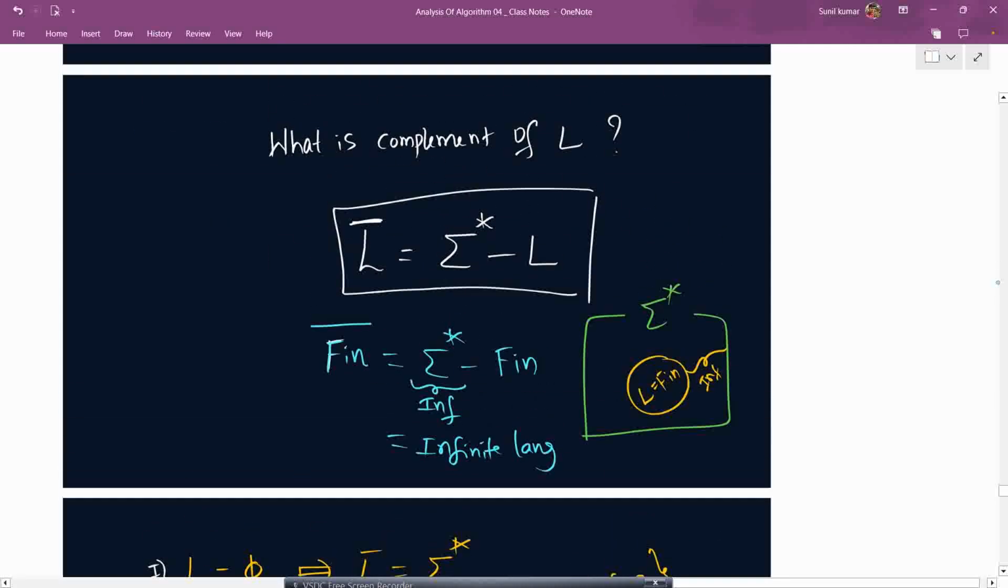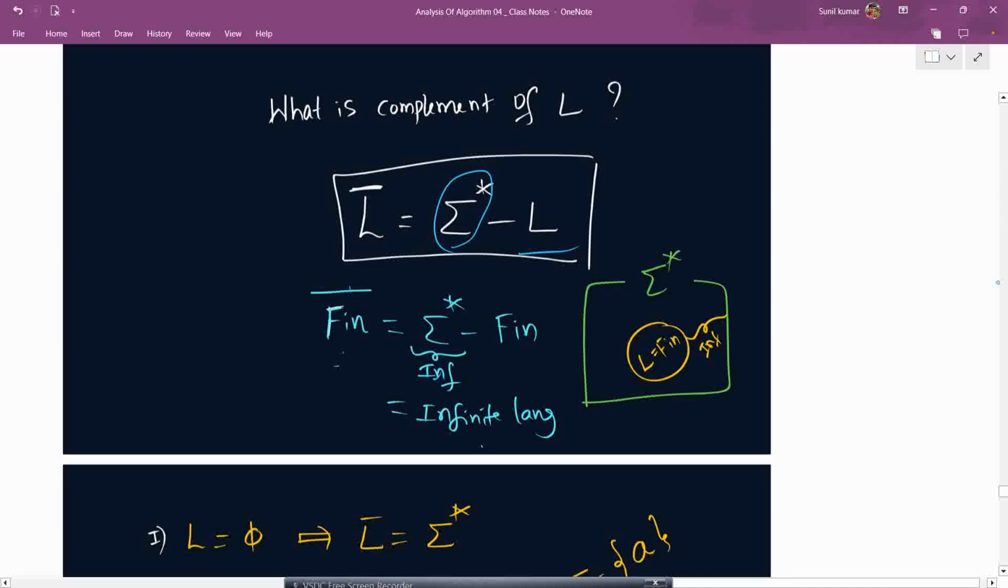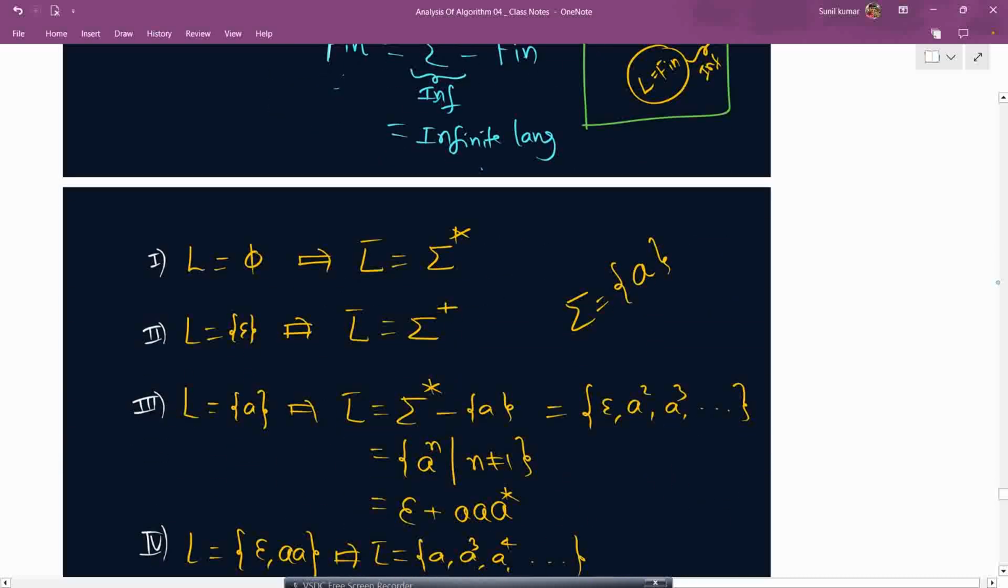What is the complement of L? L complement is the universal language on one side. So for finite, the complement is infinite minus finite, so it is an infinite language. So this is always infinite. Alright, so the complement of L is here.